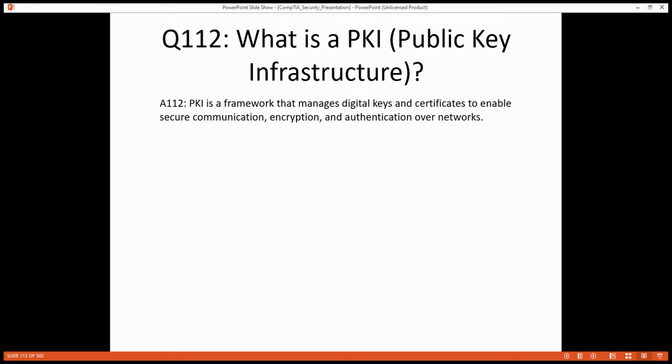Q112. What is PKI, public key infrastructure? A112. PKI is a framework that manages digital keys and certificates to enable secure communication, encryption, and authentication over networks.